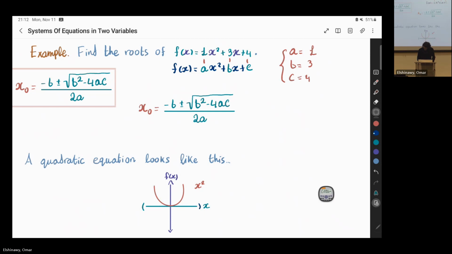Roots for this function. So for B, I put in 3. For A, I put in 1. Oops. And for C, I put in 4. Complex. Okay, that's a problem, right? I should have chosen another example, which is going to be the following example. Yeah, so never mind. Just a minor error on my side.